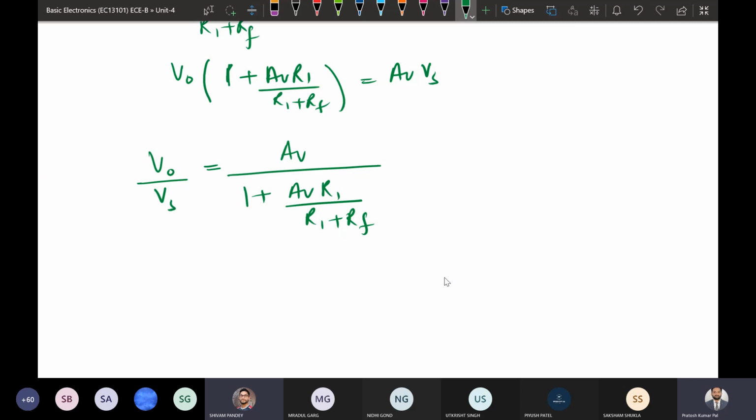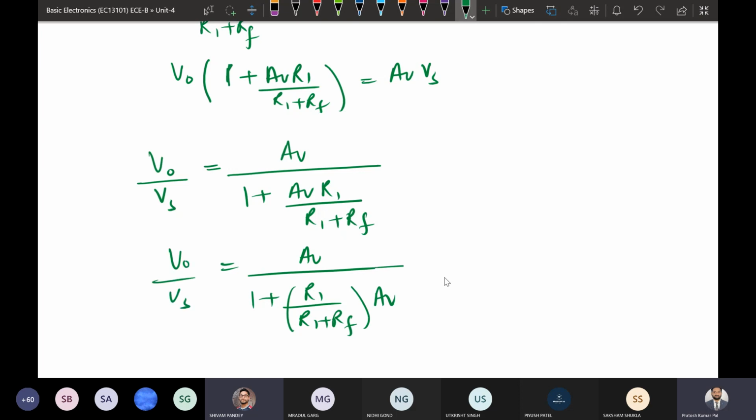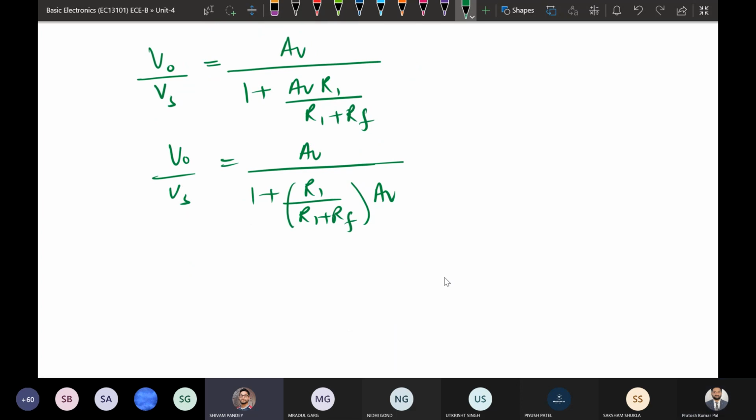Okay, so when we do the exact analysis, this is the result we get, or we can rewrite it like AV divided by 1 plus R1 by R1 plus Rf multiplied by AV. Here R1 divided by R1 plus Rf is considered as the feedback factor. So this is considered as beta, equal to R1 divided by R1 plus Rf, equal to the feedback factor.